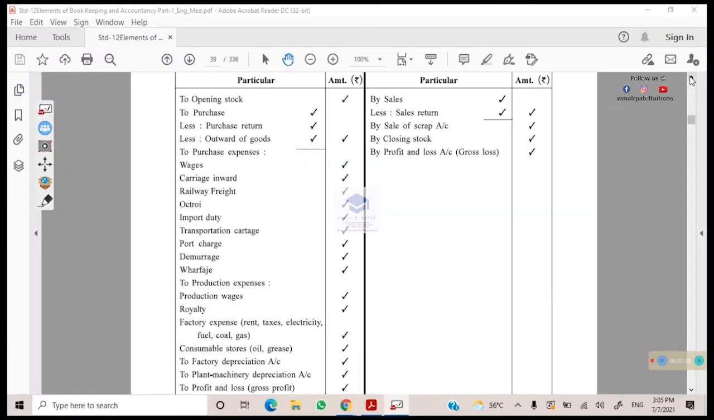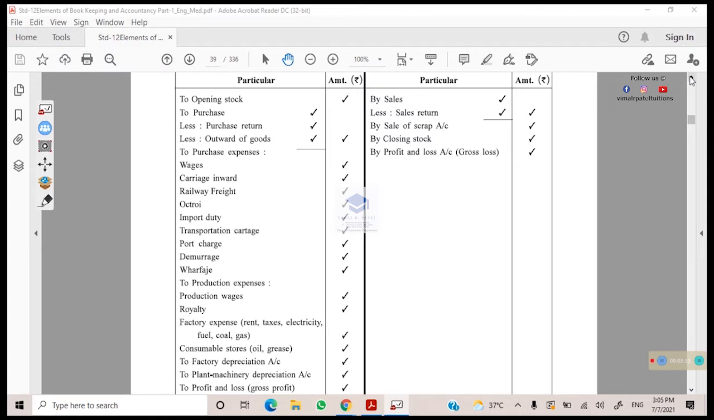Now, trading account. So in trading account, basically on debit side, opening stock, purchase return, expenses related to purchase like wages, carriage inward, railway freight, octroi, import duty, transportation, cartage, port charges, demurrage, wharfage. Now demurrage means the late fee or charges charged by railway, airport or port authority for taking late delivery of the goods.